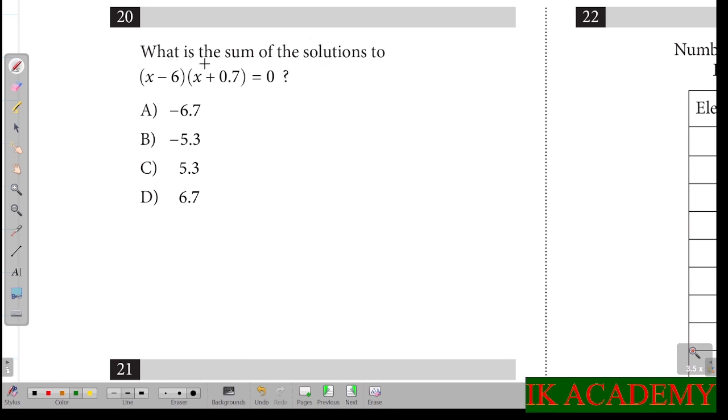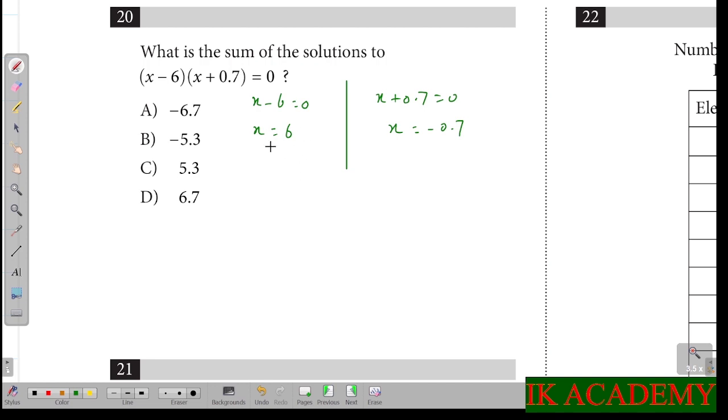Next question is, what is the sum of the solutions? So here we have (x − 6) multiplied by (x + 0.7). The product of the solution is equal to 0. So we can put here x − 6 = 0 and x + 0.7 = 0. We will get the two values of x from here. x = 6 and x = −0.7.